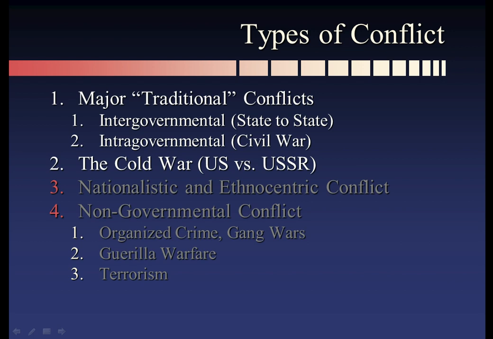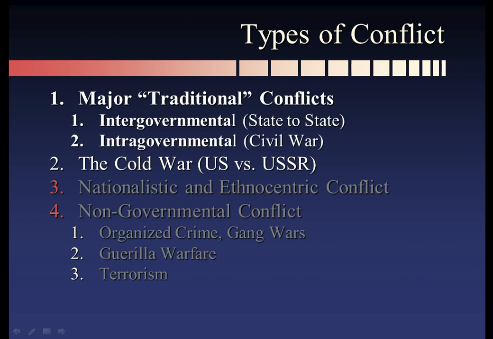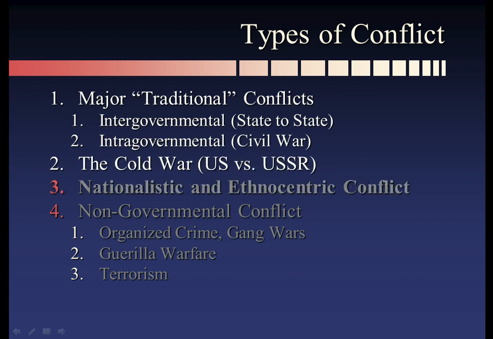Or NATO versus the Warsaw Pact, and so that kept actual traditional war from happening between those two groups. Now, one of the things that you see a lot, unfortunately, are going to be your nationalistic and your ethnocentric conflicts. And this is what we were talking about in the very first part about causes of war. This is where you're talking about ethnic differences or cultural differences.